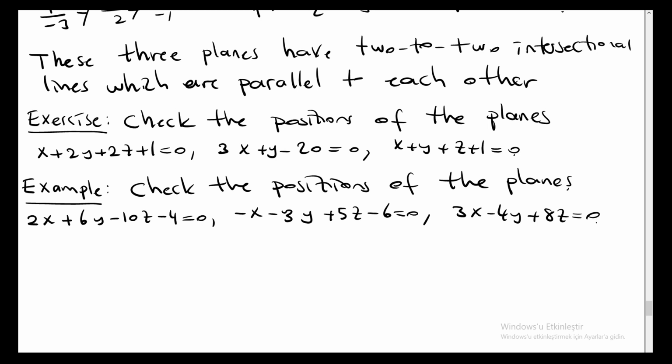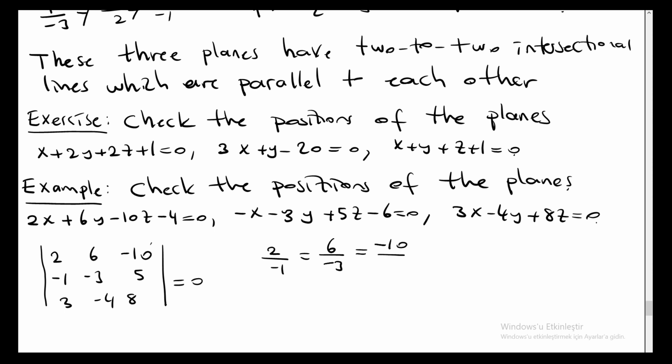So now, if you look at the determinant, you have 2, 6, negative 10, negative 1, negative 3, 5, and 3, negative 4, 8. So you see this is 0. Why? Because if you look at the first two rows, you can find the first one by multiplying the second row by negative 2, right? So that's why it is 0. So also it tells you have 2 over negative 1 equals 6 over negative 3 equals negative 10 over 5. So these two are parallel. There is no solution, but these two planes are parallel.